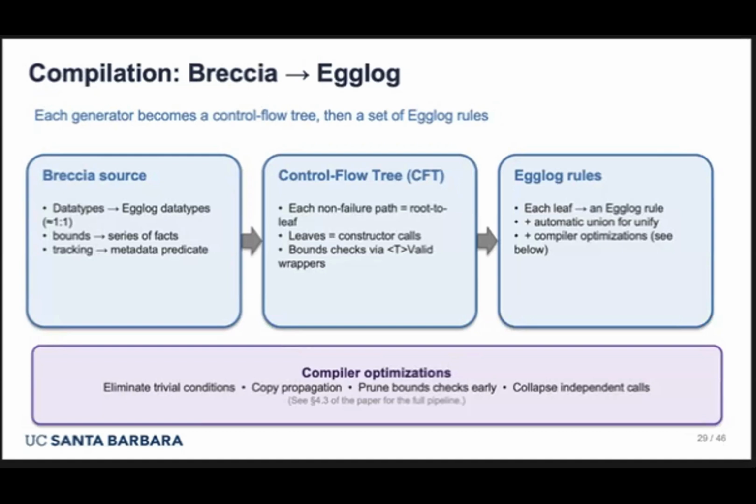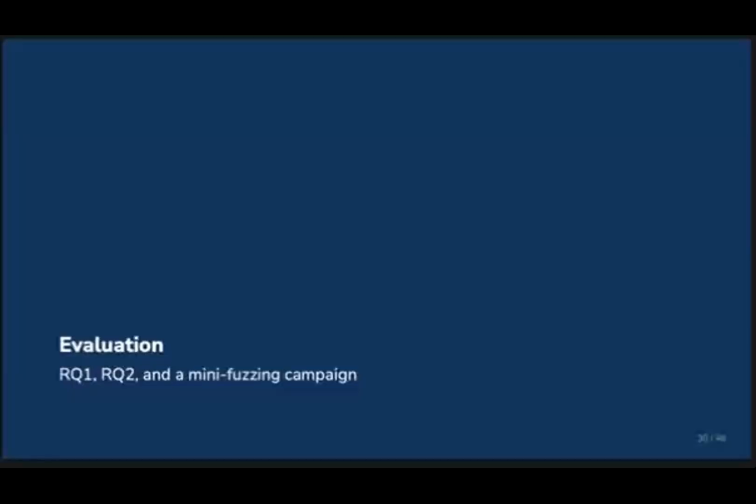And lastly, in purple here, we just have some of the compiler optimizations that we ended up implementing so that the Egglog that we produce is more efficient. You can see the paper for the full details, but it's just simple things like copy propagation and printing bounds checks early, just to make sure that the Egglog we're generating wasn't super slow, because it was a little bit at first. So on to the evaluation.